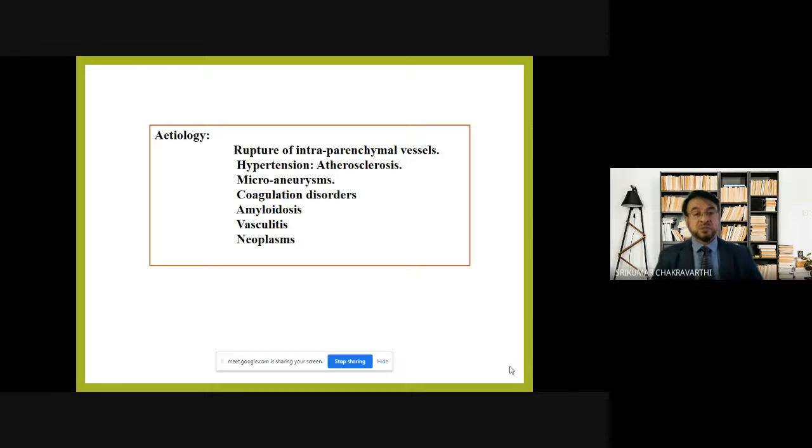Aneurysms, disorders of coagulation, any vasculitis where the blood vessels are thickened, and because of thickening and inflammation, there are numerous forms of vasculitis such as polyarteritis nodosa, Wegener granulomatosis, giant cell arteritis, systemic lupus erythematosus, Goodpasture syndrome. Not many affect the brain, but vasculitis can affect the brain as well. Amyloidosis also presents like vasculitis. The blood vessels are thickened with accumulation of amyloid, or any tumors that are pressing near a blood vessel can cause a rupture of the blood vessel.